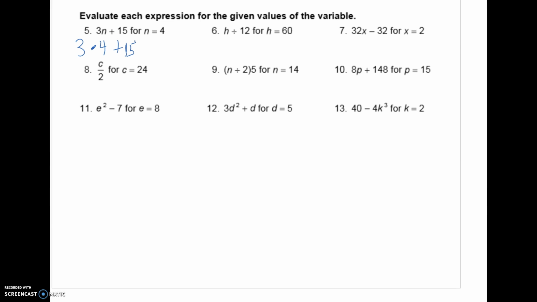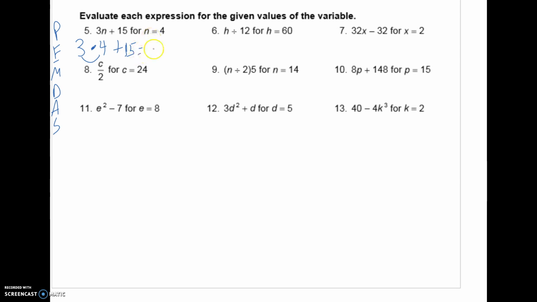Okay, this is when that comes into play here. So make sure you're following PEMDAS to do your operations in the correct order. So we multiply first. 3 times 4 is 12.